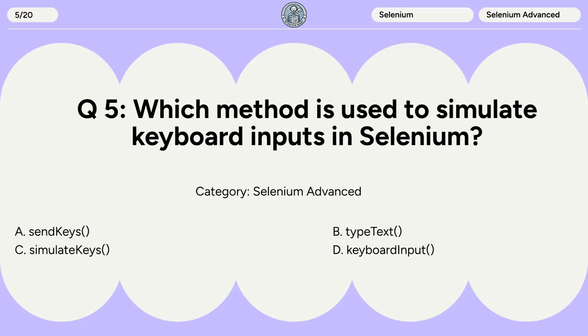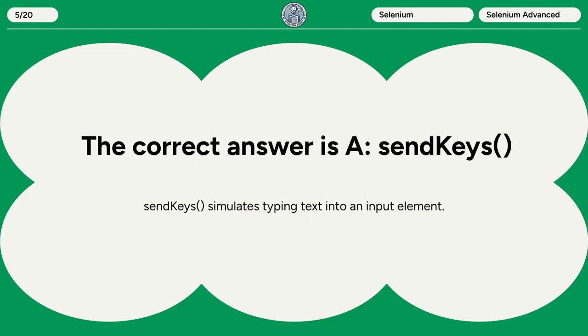Question 5. Which method is used to simulate keyboard inputs in Selenium? A. Send keys. B. Type text. C. Simulate keys. D. Keyboard input. The correct answer is A. Send keys. Send keys simulates typing text into an input element.